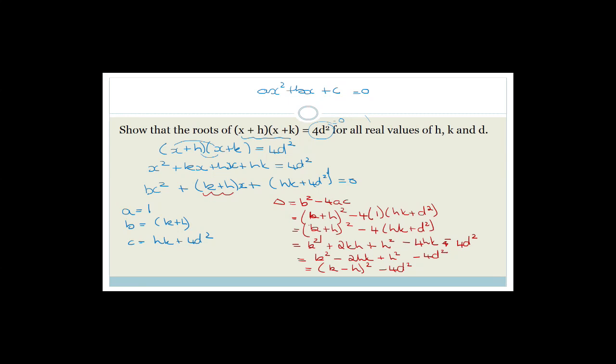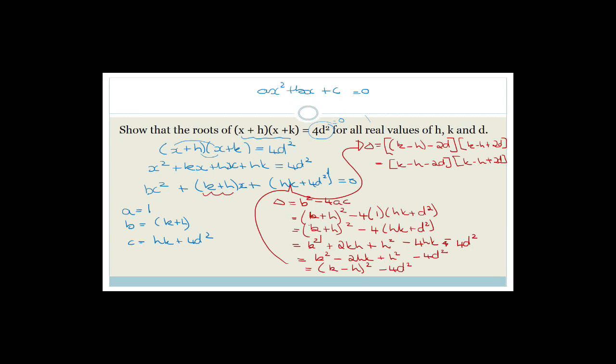So do you agree, I can write this, and I'm running out of space, so I'm gonna write it up here. It becomes k minus h minus 2d, and then k minus h plus 2d. Okay, that is going to be your delta. So what can we say? We can say, well, we've got they're perfect squares, and we've got therefore k minus h minus 2d, and we've got k minus h plus 2d. There's nothing more I can do with that.